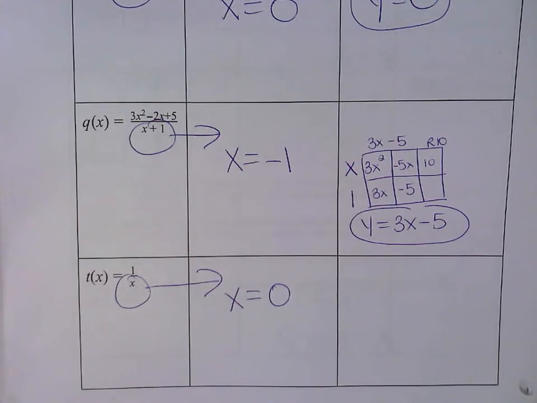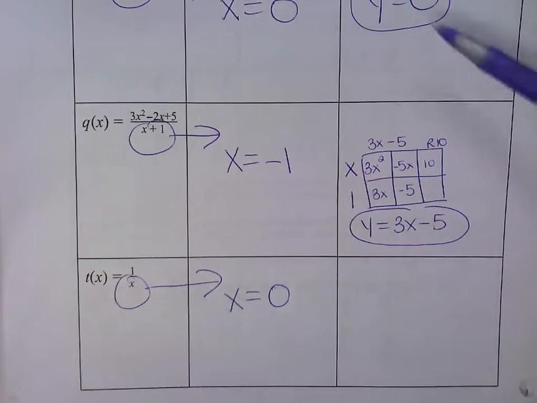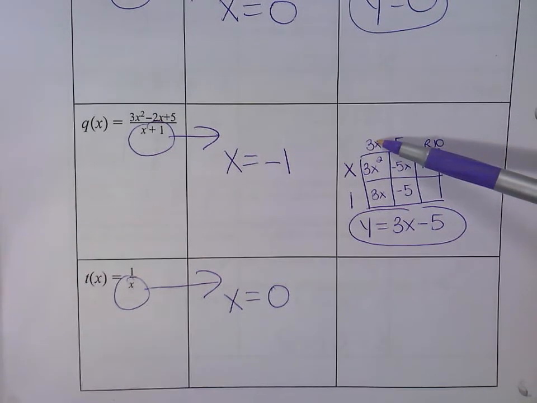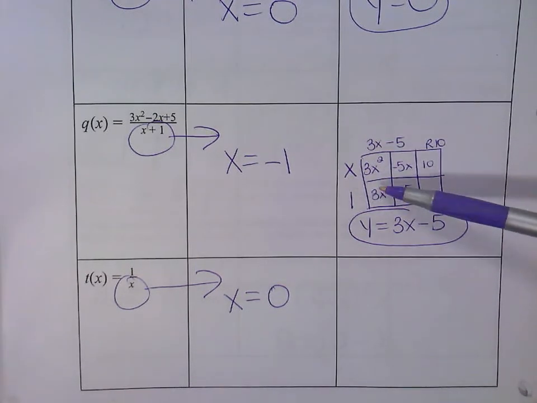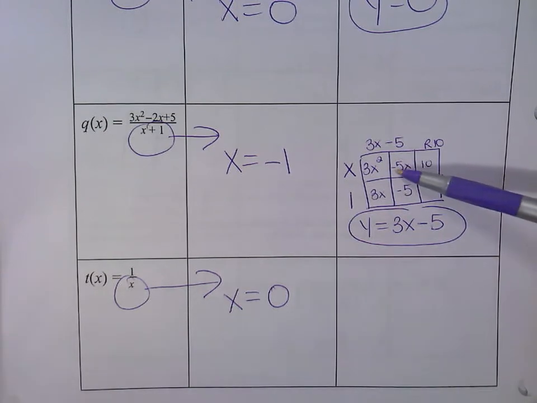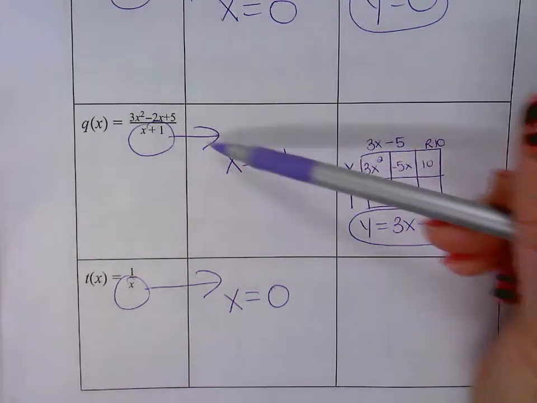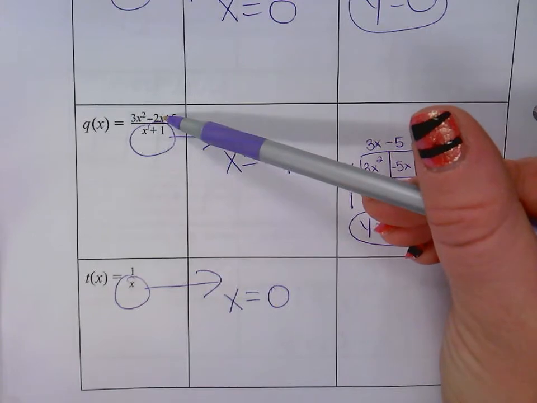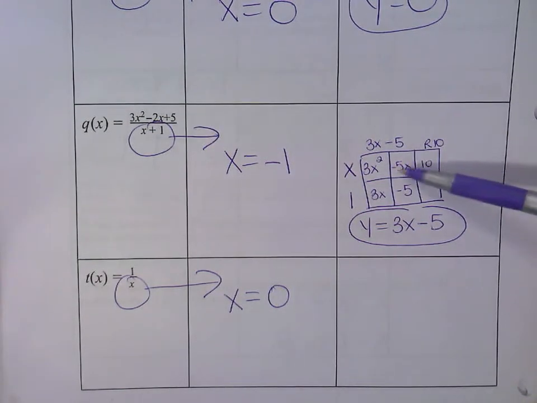Did you also get a remainder of 10? The remainder of 10 doesn't really matter. So you put your 3x squared here, 3x goes on top, 3x times 1 is 3x, and then you need -5x in order to get to the -2x that you wanted in the dividend. So make sure that you don't put the -2x right there.